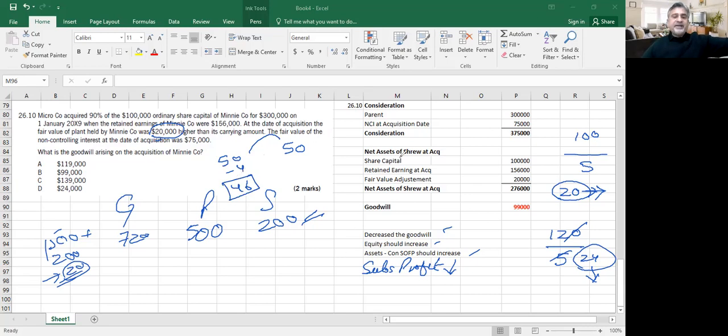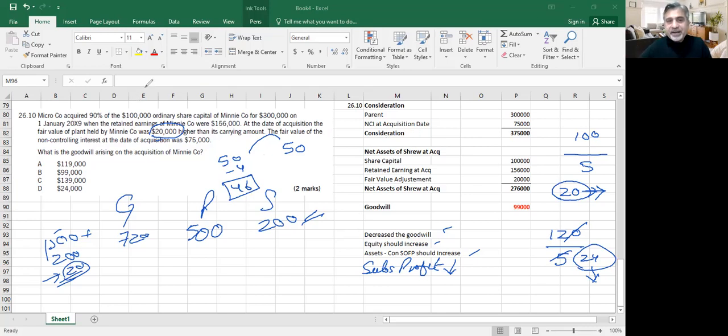So you might make a change on one side, but then you forget the other side. One transaction could be treated in 3, 4, 5 different places. You need to understand and remember where it is going to impact: fair value adjustment, goodwill will go down, equity side increase, the consolidated assets would increase, but subsidiary profit will be adjusted. Subsidiary profit will be decreased.